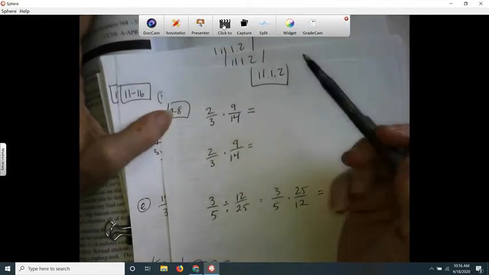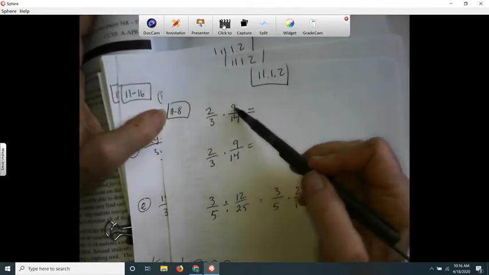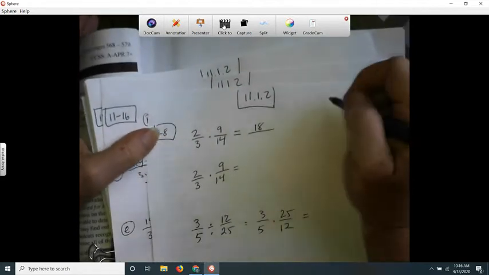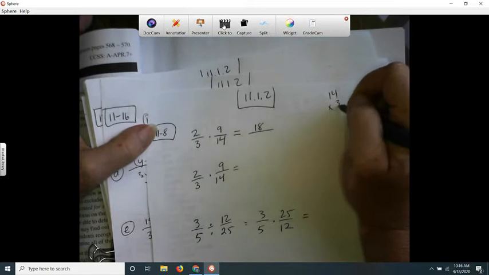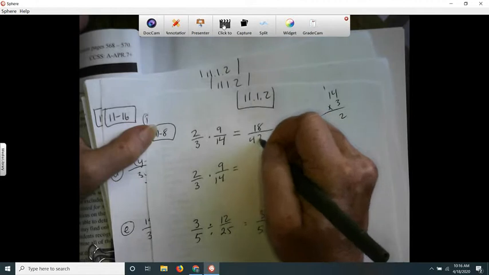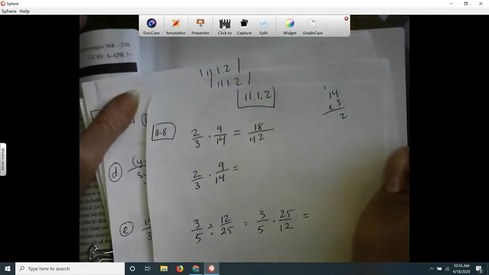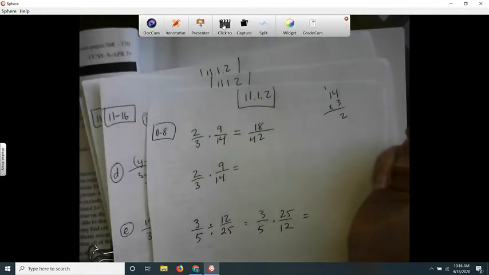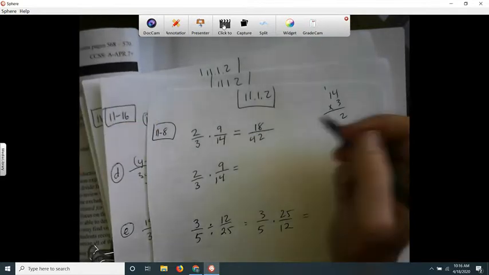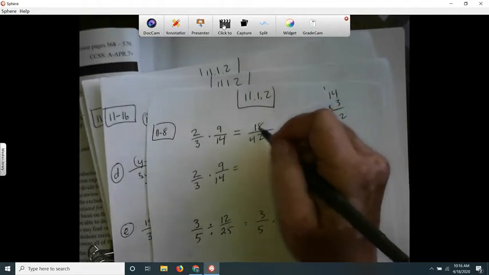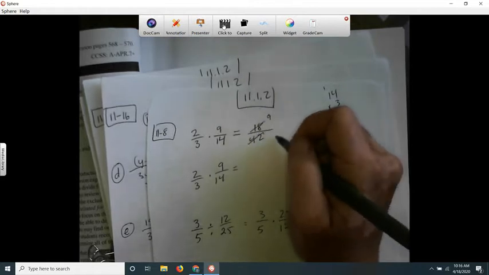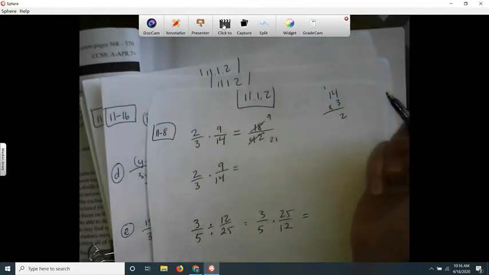Some people think it's easier to go 2 times 9 is 18, and 3 times 14, oh no, I don't know what 3 times 14 is. 42. They think it's easier to do this and then reduce it. Like I can reduce it by 7, 2. I don't know. I can reduce it by 2s for sure. So this would be half of 18 is 9, half of 42 is 21.